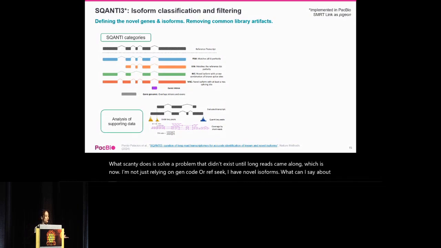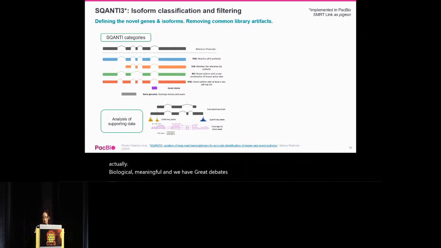And I do give Anna so much credit for coming up with this nomenclature that I believe people who work with long-read RNA-seq have now widely adopted. To be able to say, here's a known transcript, here's a novel transcript, and this is why it's novel. It's using a novel junction, it's using a novel donor site, or it's an incomplete splice match, which is the bane of everybody's existence because it's either degraded 5' ends or actually biologically meaningful, and we have great debates about how to deal with that.